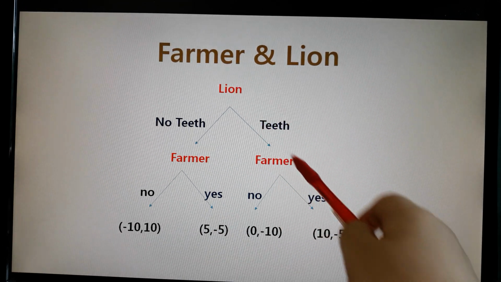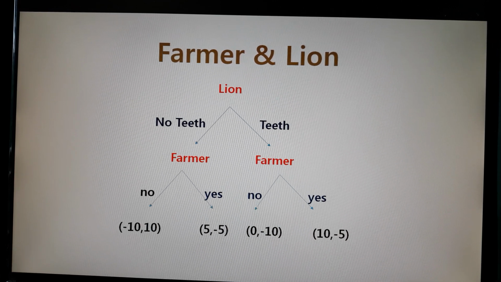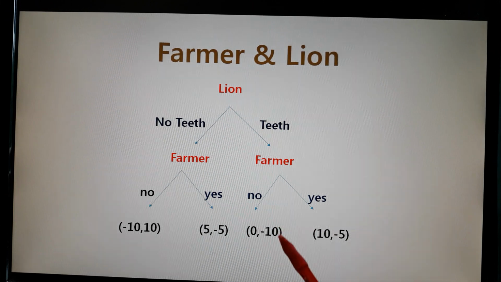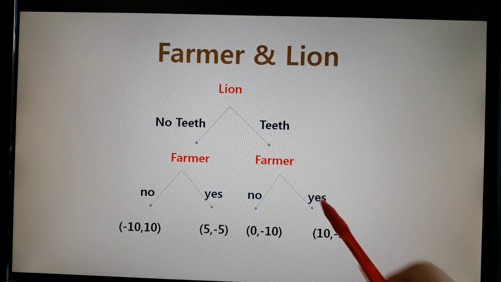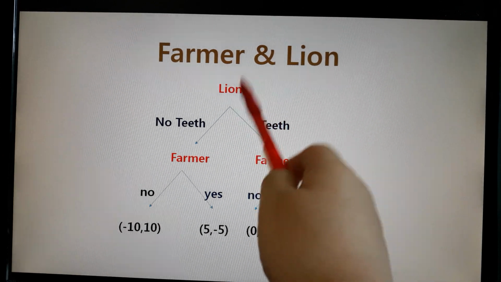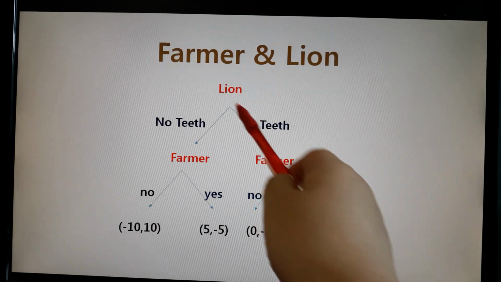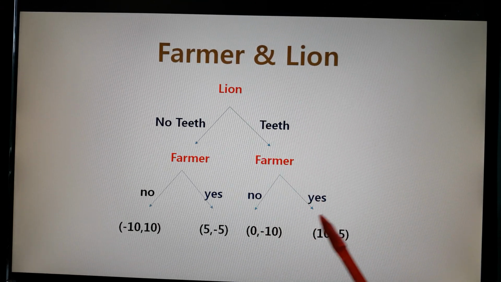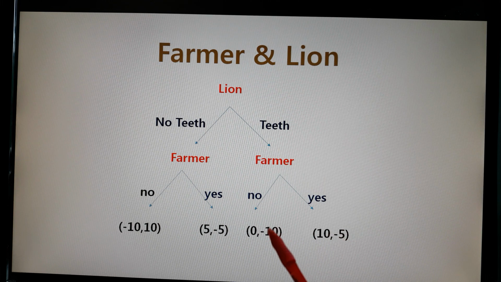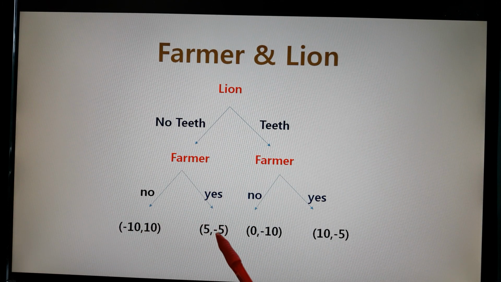The farmer said, if you have teeth, then I would say no. But if the lion has teeth and the farmer says no, the farmer would get negative 10, instead of negative 5 for yes. What would the farmer do? Yes. So the lion should have thought, I don't believe what the farmer said. If I have teeth, he will say yes, and I'll get married, because negative 5 is bigger than negative 10, so the farmer would say yes. If I have no teeth, then 10 is bigger than negative 5, so the farmer would say no.